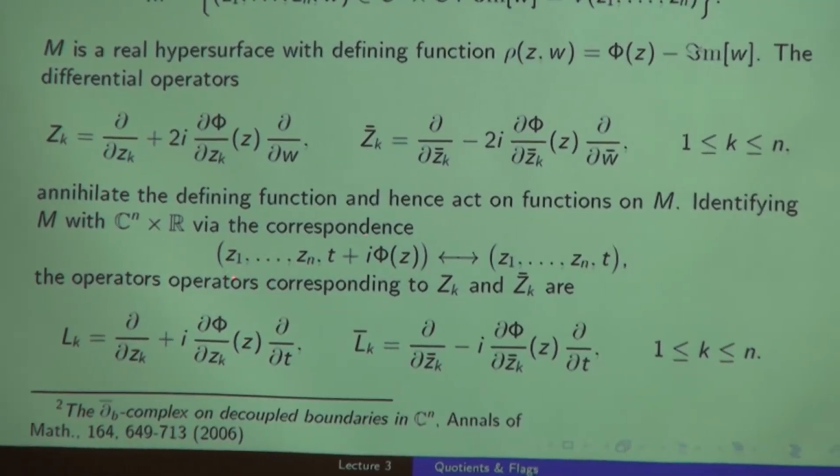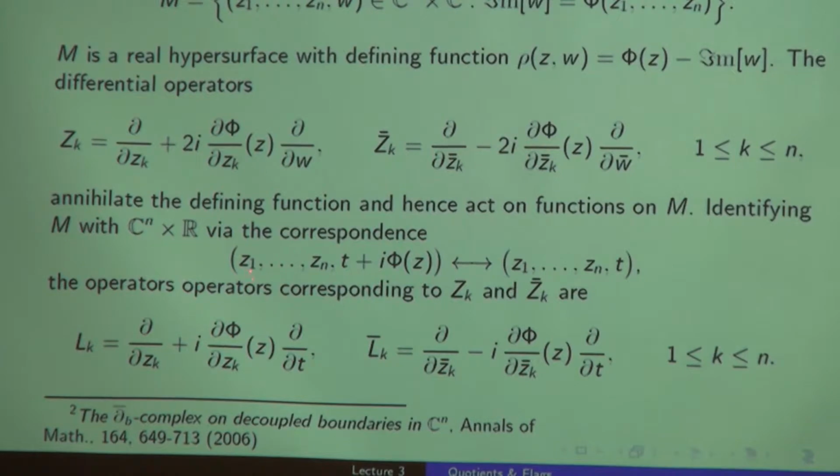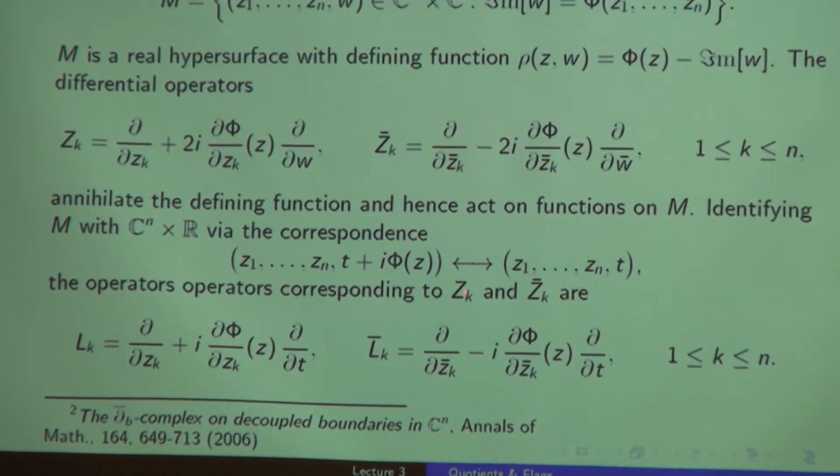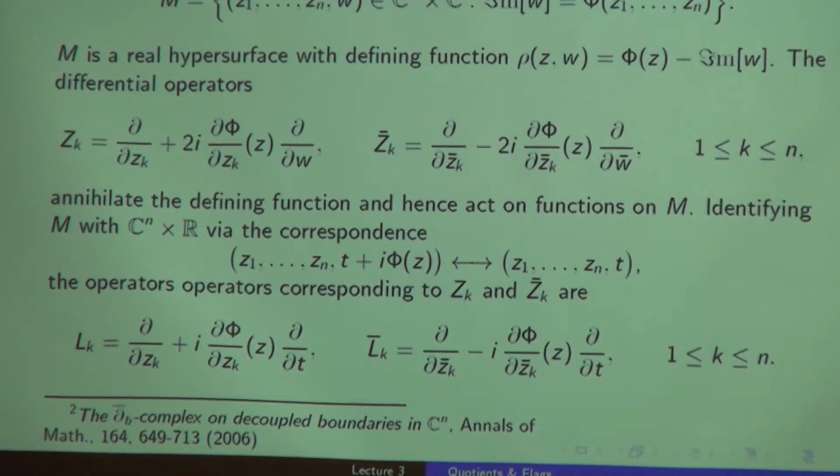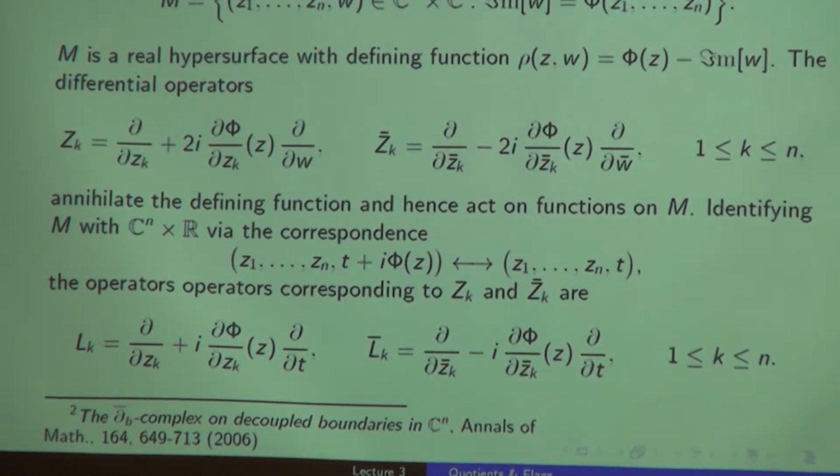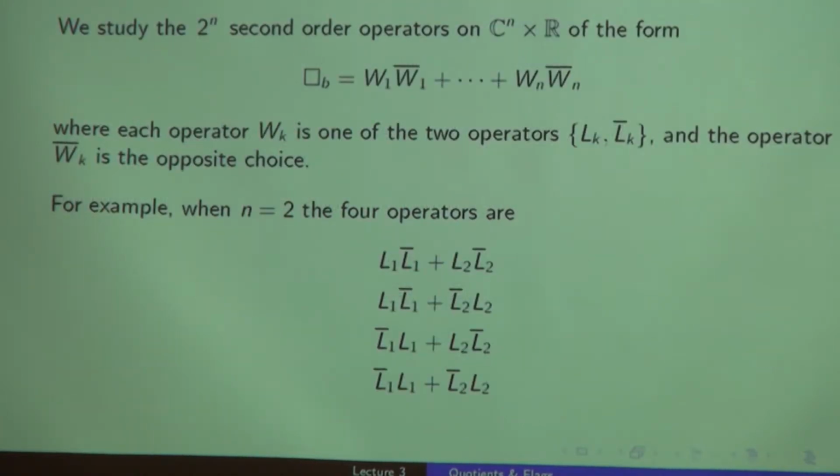Simply to say that I'm in M is to say that my point has the form z1 through zn, t plus i phi of z, and I simply forget about the phi. And then these operators take on this form, and it's really in this form that I want to think about them, so I'm really working in Cn cross R. It will come to this in a moment, but if I were to take this phi of z1 through zn to be modulus z1 squared plus modulus z2 squared plus modulus zn squared, these would be just the operators on the n-dimensional Heisenberg group. It's a little more general here.